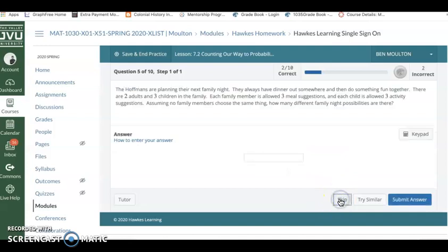This problem, we have a word problem. So you got the Hoffmans, they're planning their next family night. They always have dinner out somewhere, and then they do something fun together. There are 2 adults and 3 children in the family. Each family member is allowed 3 meal suggestions, and each child is allowed 3 activity suggestions. Assuming no family members choose the same thing, how many different family night possibilities are there? Give me a second to let me set this up.